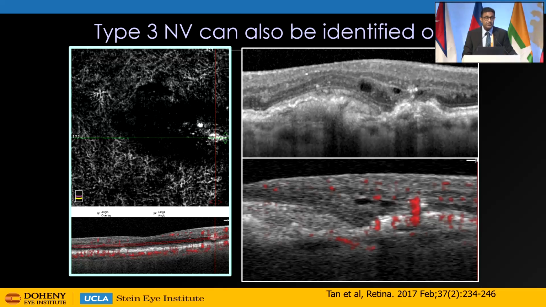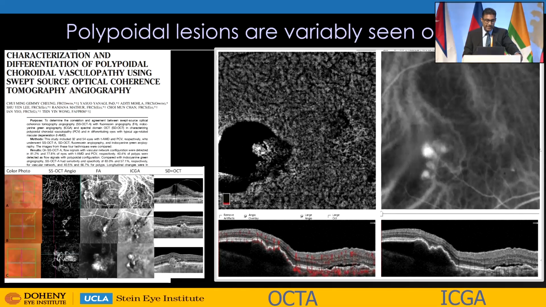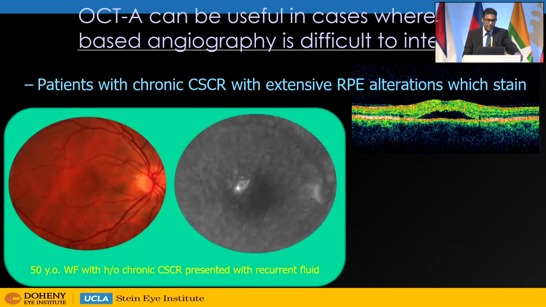Type 3 neovascularization can sometimes be more tricky to identify. You have to scrutinize for it, but you can identify in this example here an area of intraretinal neovascularization that's now extended inferiorly towards the sub-RPE space. Polypoidal lesions are variably seen on OCTA. That's why I say that ICG remains the gold standard. You certainly can identify inklings of them, but sometimes it's very difficult to resolve them as specific polypoidal lesions using this approach.